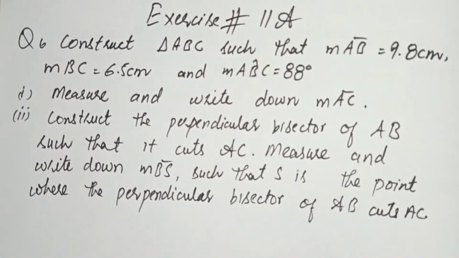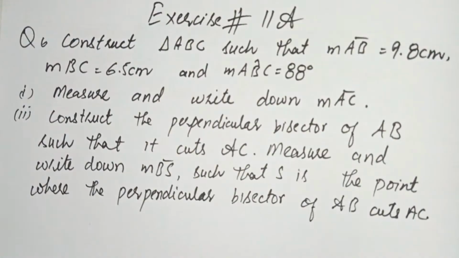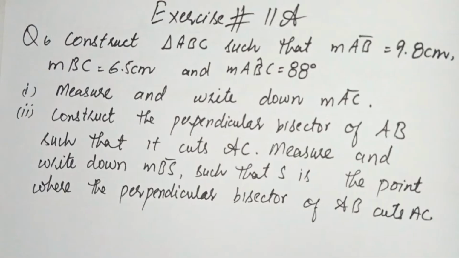Now students, question number 6, construct triangle ABC such that measure AB is 9.8 centimeter, measure BC is 6.5 centimeter, and measure angle B is equal to 88 degrees. First, we have to draw the triangle and draw the line using the ruler. Draw the line 9.8 centimeter.